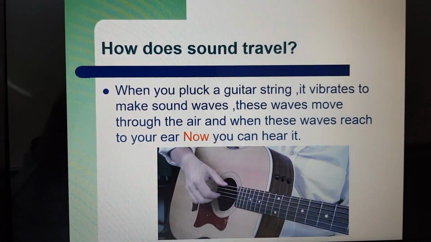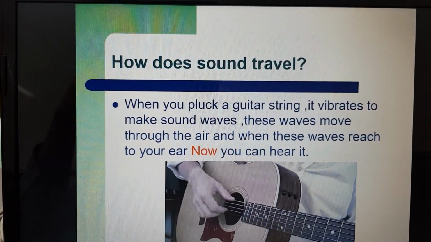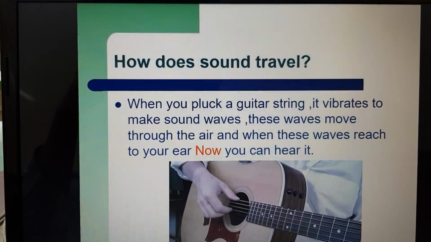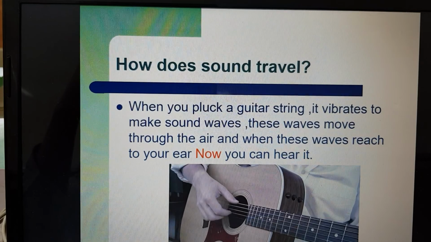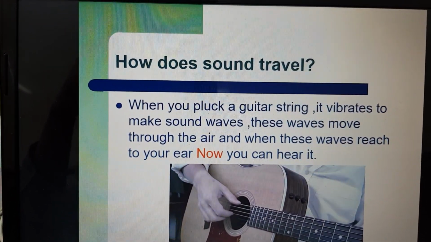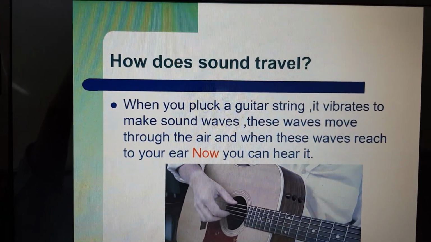How does sound travel? When you pluck a guitar string, it vibrates to make sound waves, like this man when he moves the string on the guitar. These waves move through the air, and when they reach your ear, you can hear the sound of the guitar.